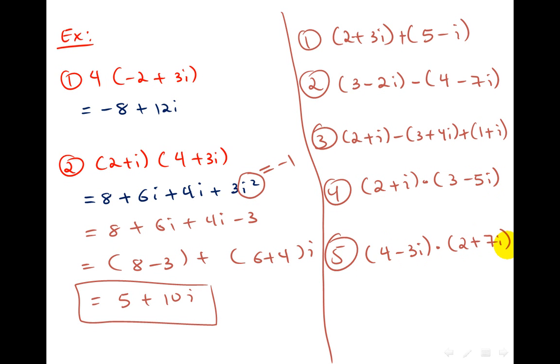Okay, here I give you 5 questions that I want you to solve or to evaluate. The first one is saying 2 plus 3i plus 5 minus i. Second one, 3 minus 2i minus 4 minus 7i. Third one, 2 plus i minus 3 plus 4i plus 1 plus i. Fourth one, 2 plus i multiplied by 3 minus 5i. Fifth one, 4 minus 3i times 2 plus 7i.